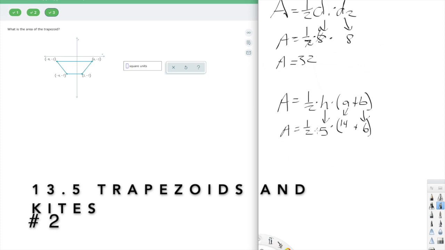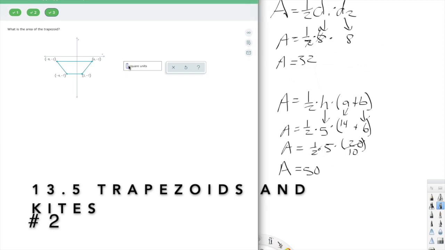Okay. So I don't really want to take half of 5 because that's going to give me a decimal. So I'm going to go 14 plus 6 is 20. 5 and then 1/2. So I'm going to take 1/2 of 20 because that's 10. That's much easier. And then 5 times 10 is 50. So this one I would have 50 square units.